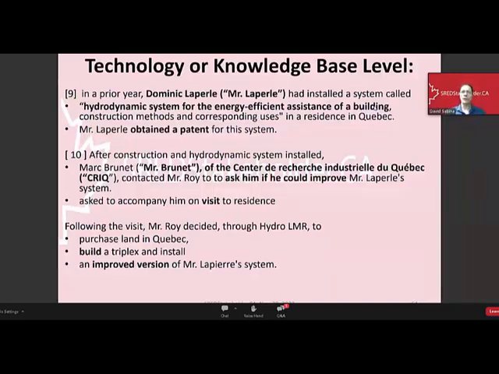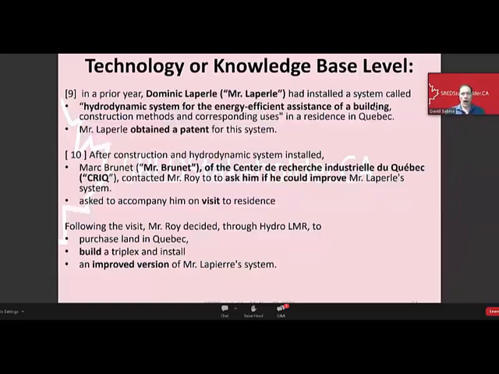Okay. So what we're told at the knowledge base level is that in a prior year, another individual had developed and patented a system called the Hydrodynamic System for Energy Efficient Assistance of a Building. Okay? This is a Mr. LaPerle, and he received a patent. I think it was 2007, 2009 area.